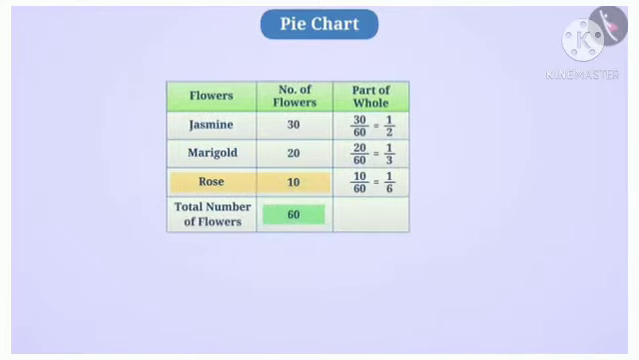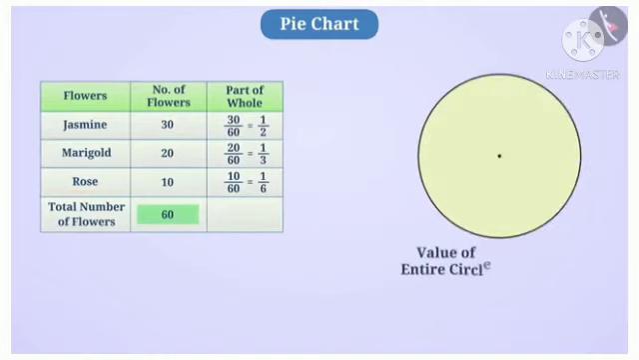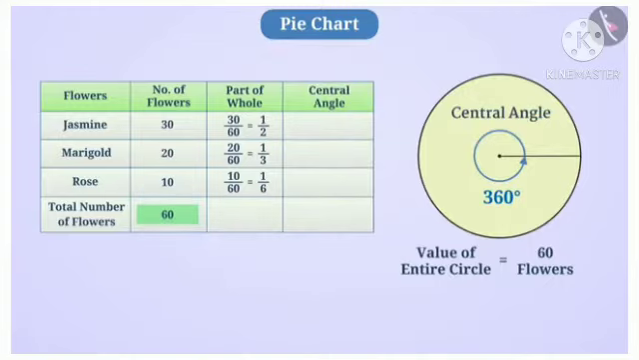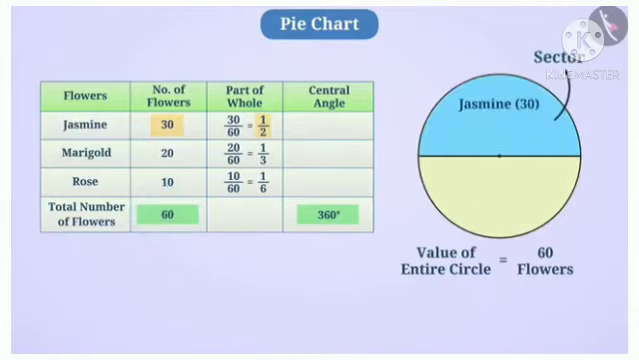We would consider the value of an entire circle to be 60 flowers. Since the central angle of an entire circle is 360 degrees, we can say that 60 flowers represent the central angle of 360 degrees. The number of jasmine flowers is 1 by 2 part of the total 60 flowers. We will represent this number by a sector of a circle whose central angle is 1 by 2 multiplied by 360 degrees, which is equal to 180 degrees, that is half circle.